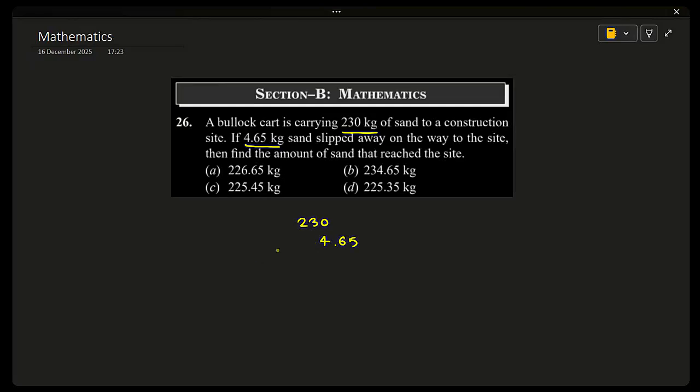If you want to write it as decimal, you can use decimal point and 00. Now you can subtract. Carry 10, borrow. 10 minus 5 is 5. 9 minus 6 is 3. 9 minus 4 is 5. And this is 2. 225.35. That is option D. Next question.